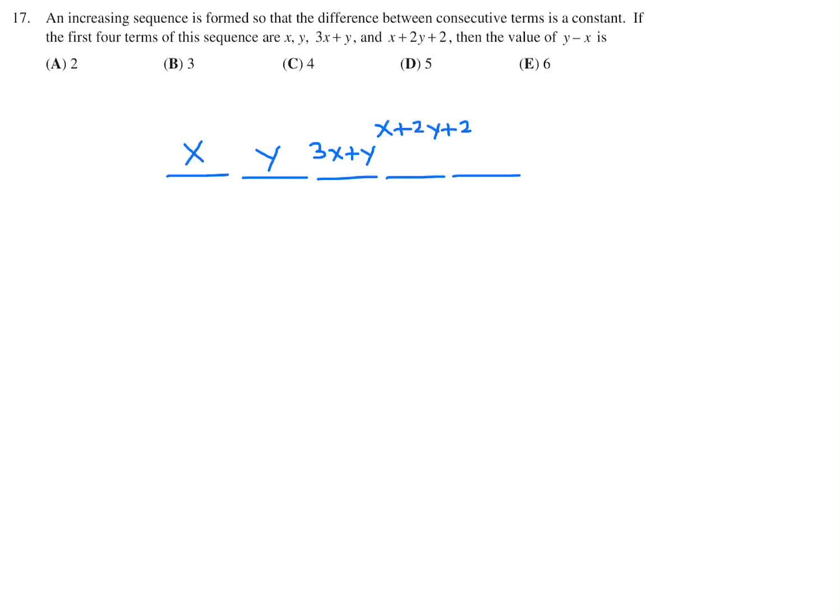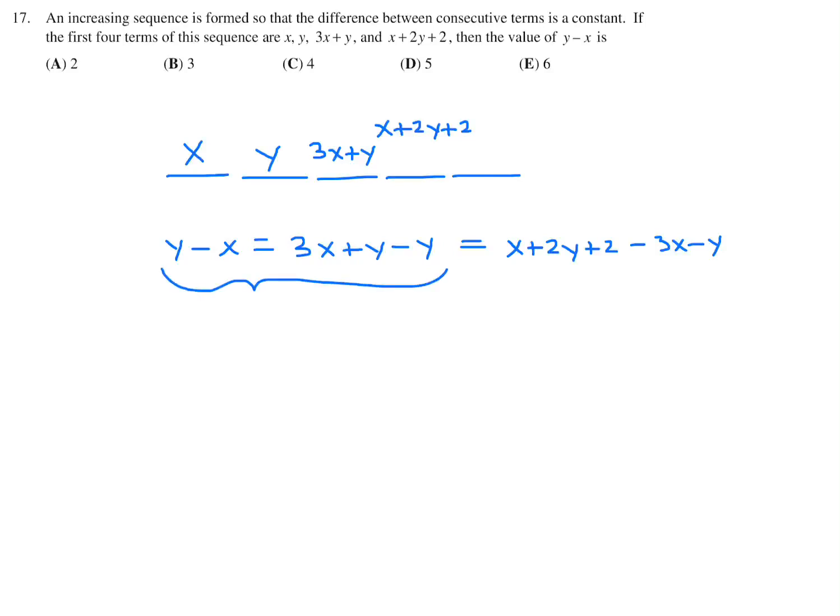And they're saying that the difference between consecutive terms is constant. So what that means is that if I were to take, let's say, these first 2 terms, take their difference, which would be y minus x, that's going to be the same as the next difference, which would be the difference from those 2 terms, which is 3x plus y minus y. And that's going to be the same as the difference from the next 2 terms, which is x plus 2y plus 2 minus 3x minus y. Okay? And this should be enough for us to solve for x and y.